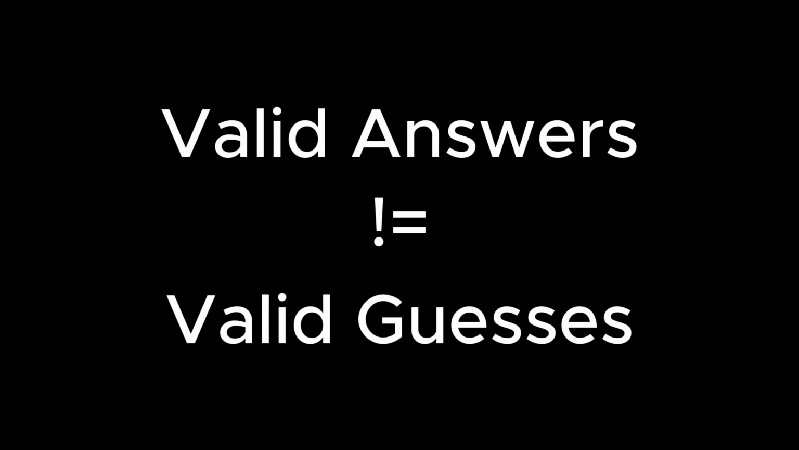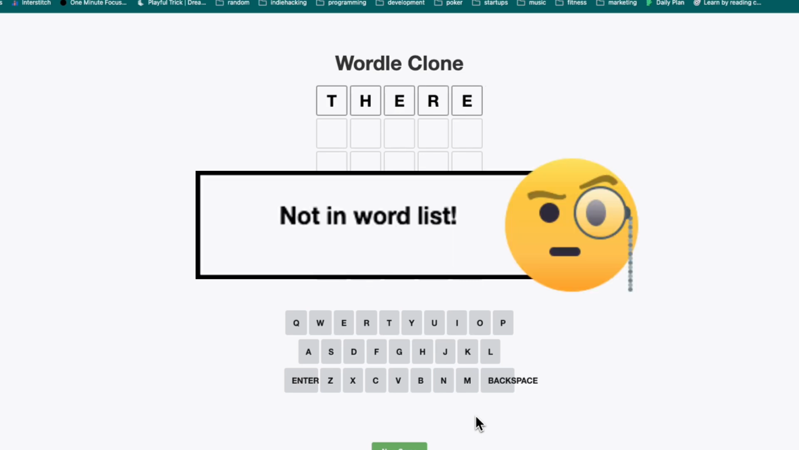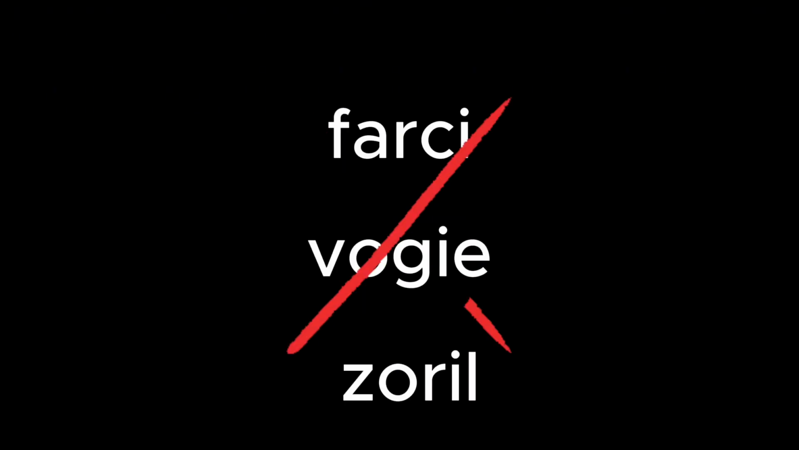In Wordle, you can guess any 5-letter word, but only a small set of words are used as actual answers. If those guesses aren't allowed, the game feels broken. You type in a real word and get told it's invalid. But you don't want that big word list as valid answers, since you don't want to have people guess obscure words like Farsi, Vogel, or Zorro.